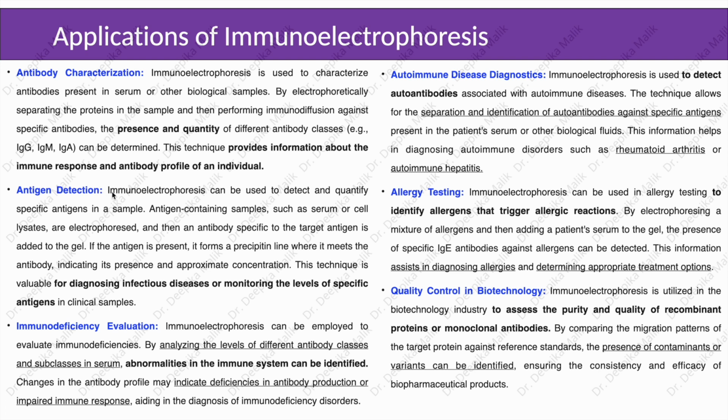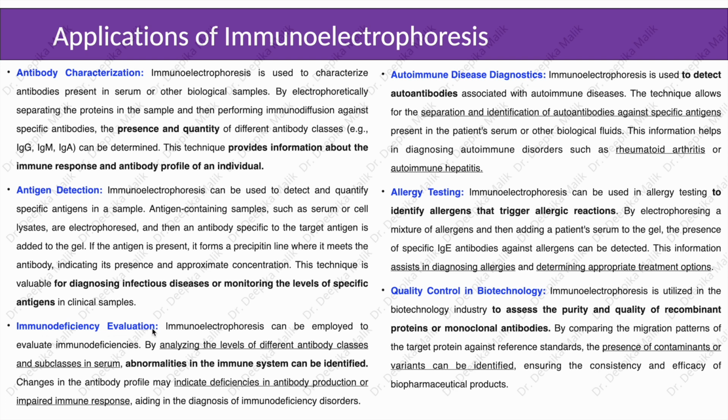Antigen detection. Immunoelectrophoresis can be used to detect and quantify specific antigens in a sample. Antigen-containing samples such as serum or cell lysates are electrophoresed, and then an antibody specific to the target antigen is added to the gel. If the antigen is present, it forms a precipitin line where it meets the antibody, indicating the presence and approximate concentration. This technique is valuable for diagnosing infectious disease or monitoring the level of specific antigens in clinical samples.